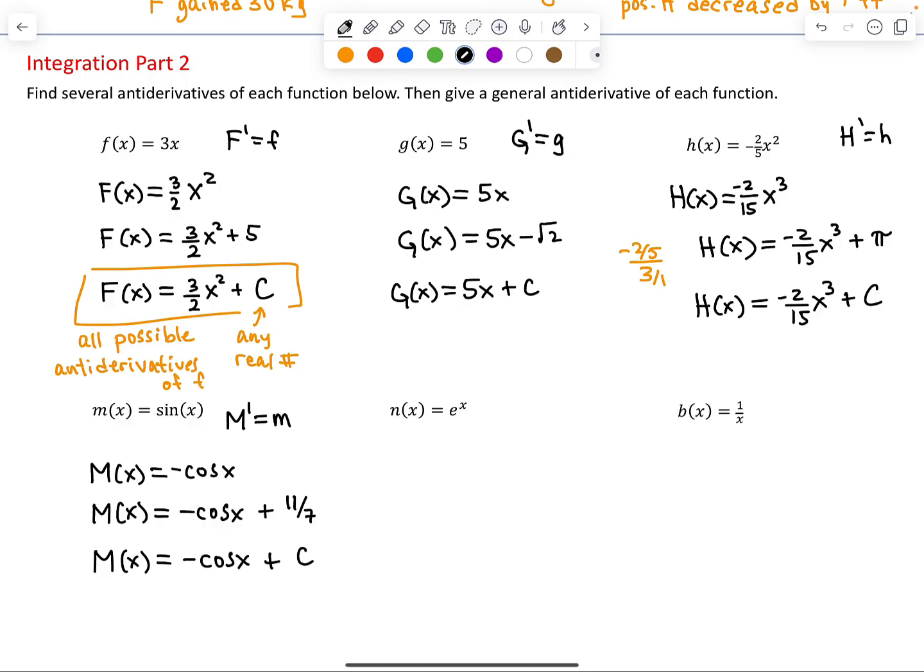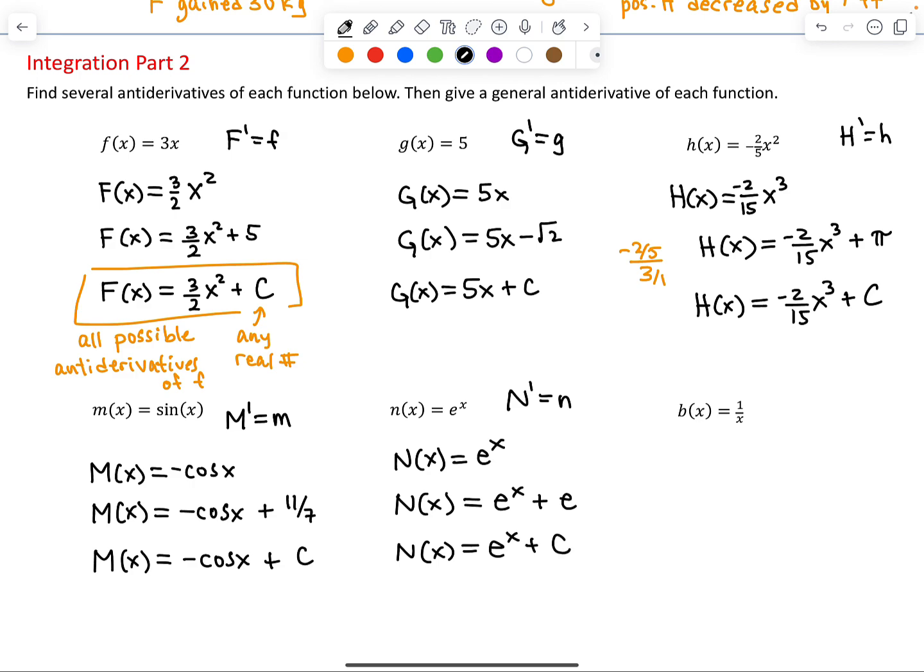The next case, can you think of a function whose derivative is e to the x? This is arguably the easiest one to think about because the antiderivative, capital N of x, will be equal to itself. Sure enough, capital N prime will be little n. So e to the x plus any constant, such as plus e, would also work. Or generally speaking, e to the x plus any constant.